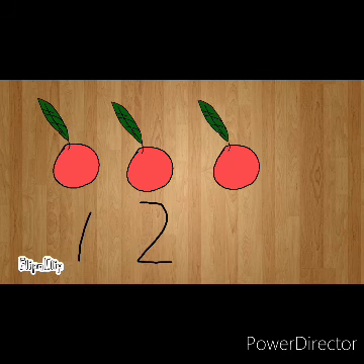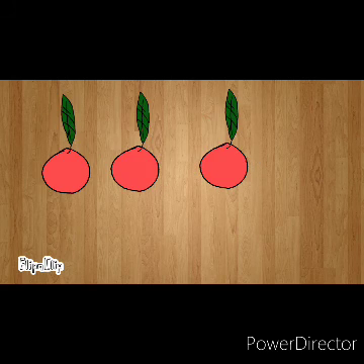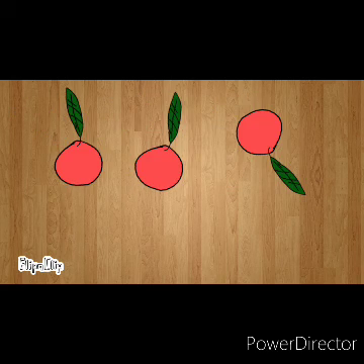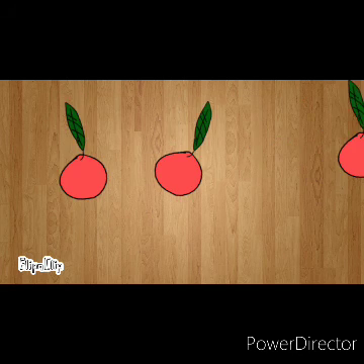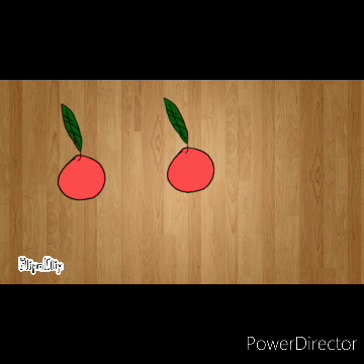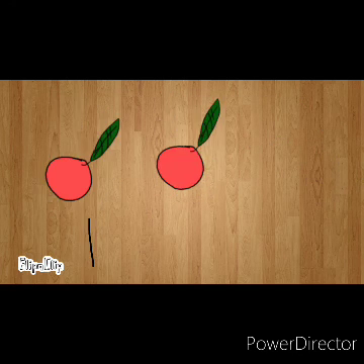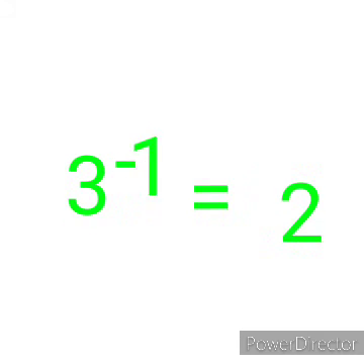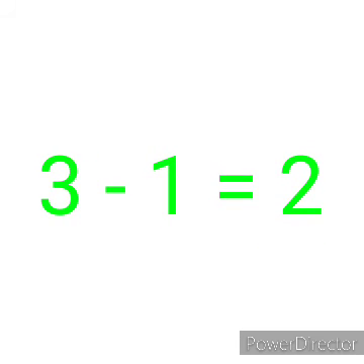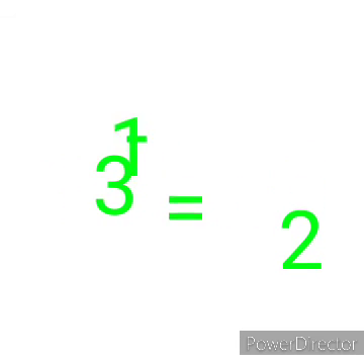There are 1, 2, 3 cherries. The wind came and it blew away one of the cherries. So now there are 1, 2 cherries remaining. So the equation 3 minus 1 equals 2. The answer is 2.